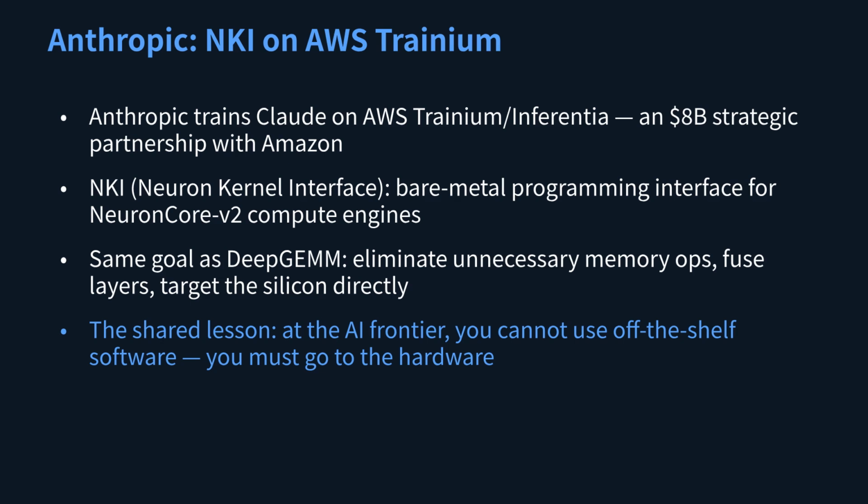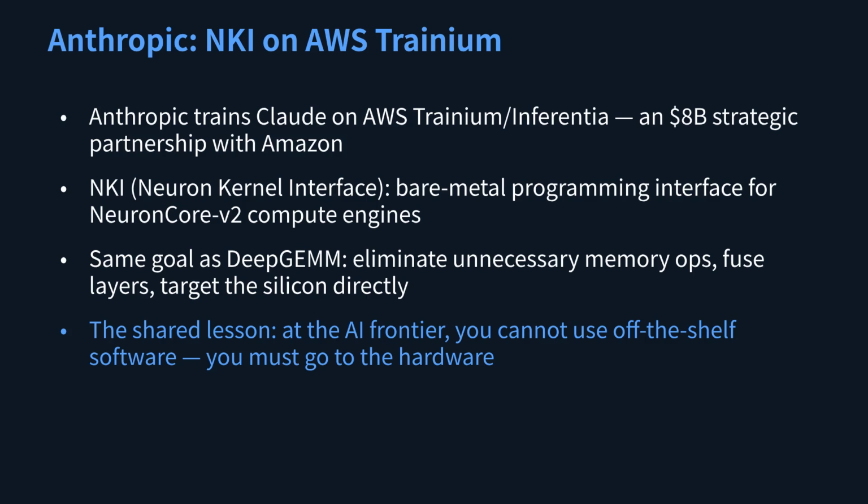Anthropic trains Claude on Amazon's custom AI chips, Trainium and Inferentia, through an $8 billion partnership with AWS. To get maximum performance from these chips, Anthropic uses an interface called NKI, the Neuron Kernel Interface. Like DeepGEMM on NVIDIA hardware, NKI lets engineers write code that directly targets the compute engines inside the chip, eliminating unnecessary memory operations and fusing layers together.